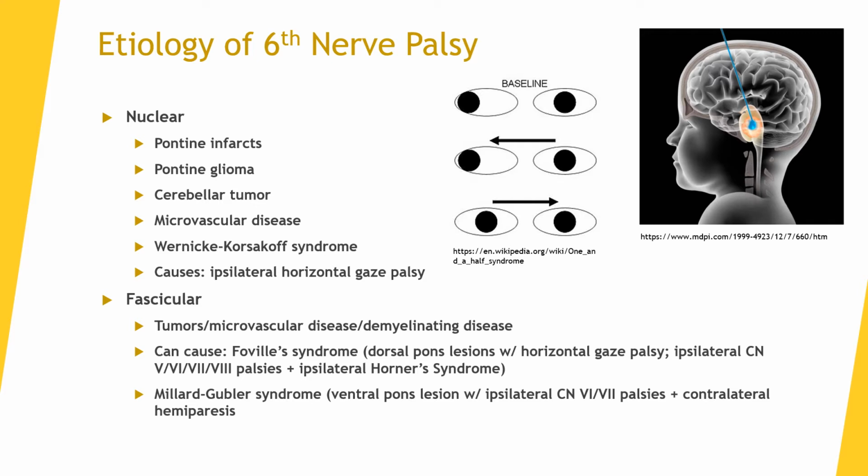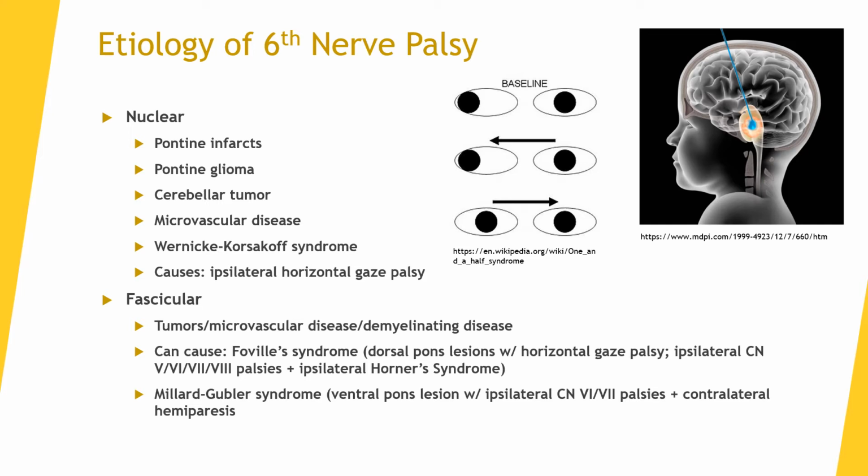In the nuclear region, the common etiologies include the pontine infarcts, so not enough blood supplying the pons, and there could also be glioma in the pons. Cerebellar tumor, because cerebellum is located fairly close to the pons as well, can press on the nerve too. Microvascular disease can lead to ischemia, and the Wernicke-Korsakoff syndrome, which is a brain disorder due to thiamine deficiency, can lead to this palsy as well.